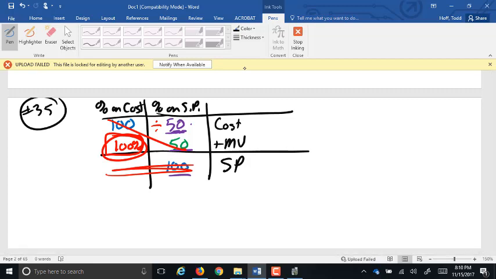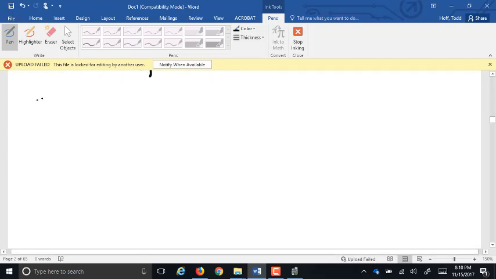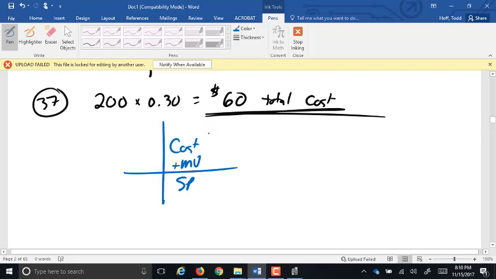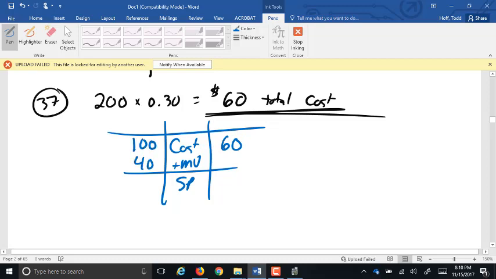What else do you need? 37? So 37, we've got 200 bagels at 30 cents each. That's $60 total cost. So then we're going to mark that up. So $60 goes there. They need a 40% markup on cost. So the cost is 100%.